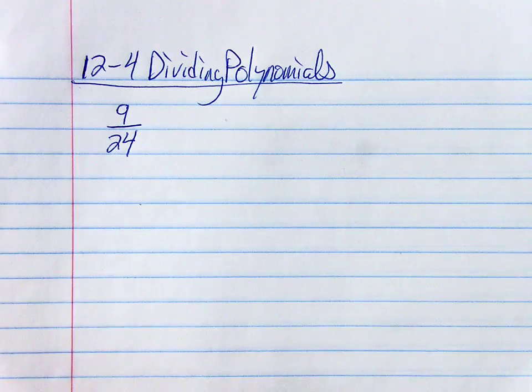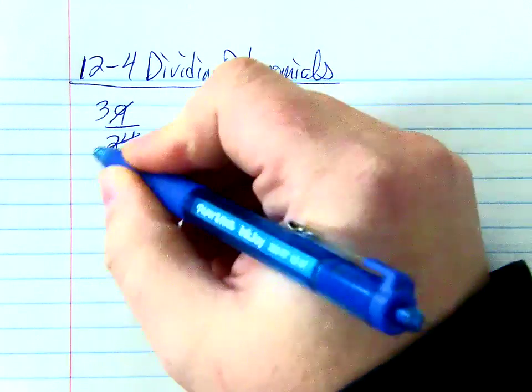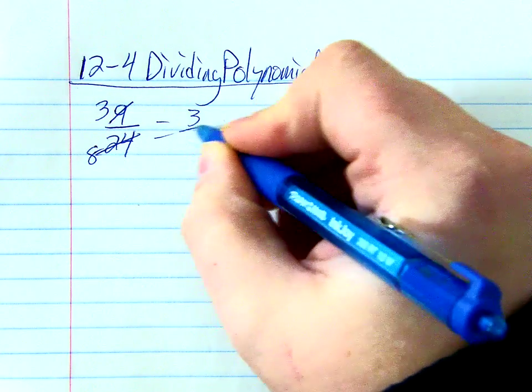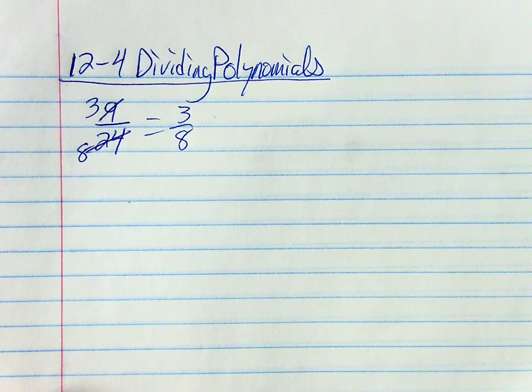So what's my common factor here? 3. So 3 goes into 9 3 times, 3 goes into 24 8 times, so I reduce it to get 3/8. Okay, so that's essentially what we were doing in the last section. We would factor our polynomials, reduce any common factors, and whatever was left was our reduced fraction.